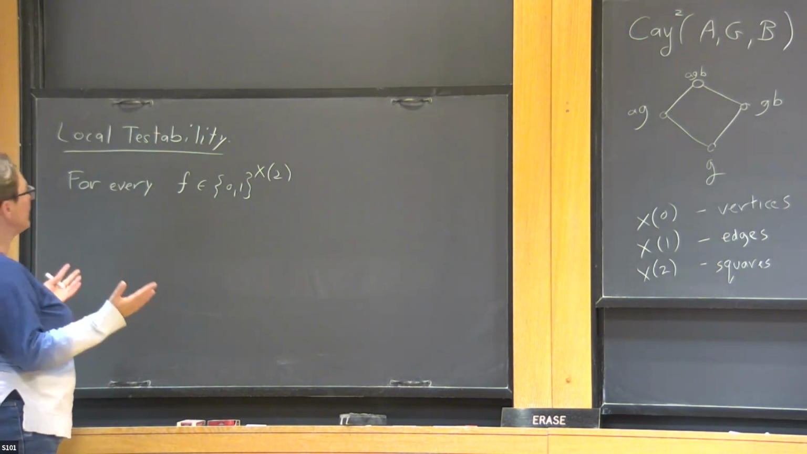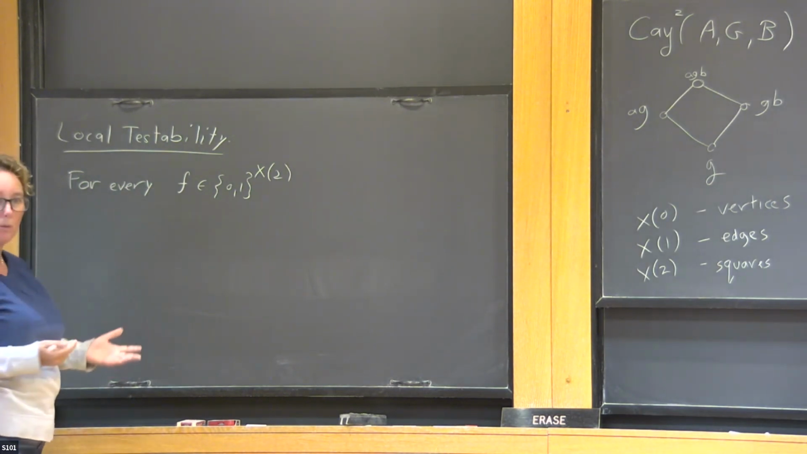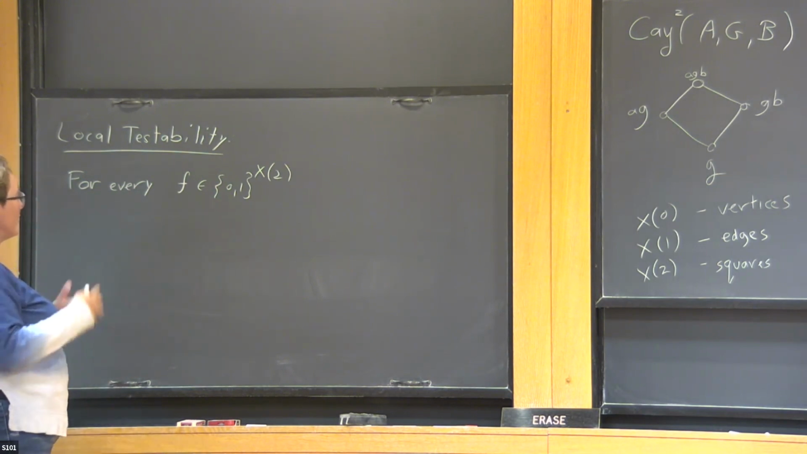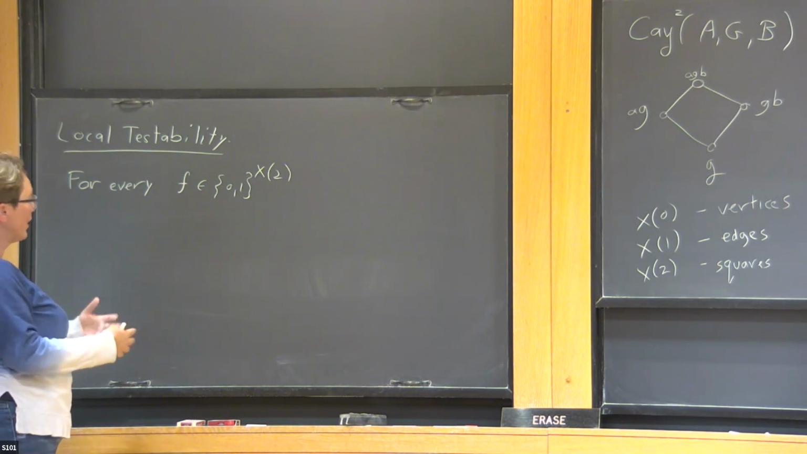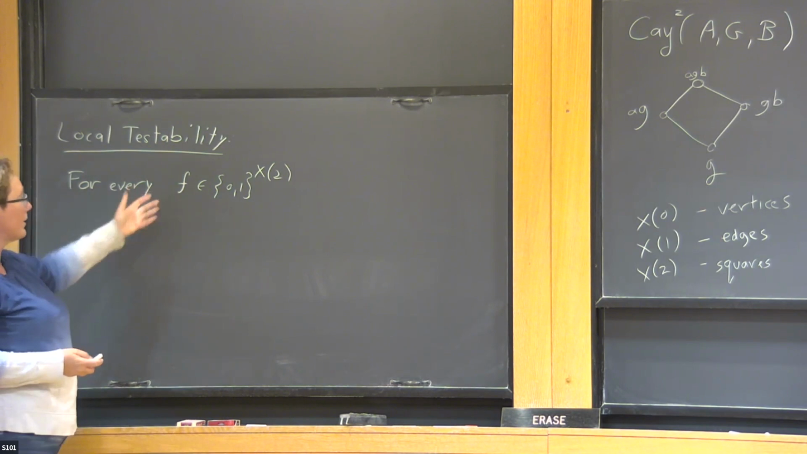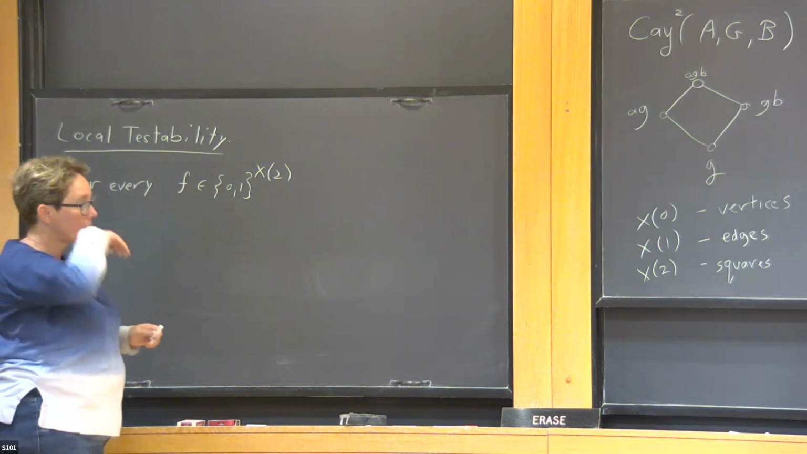We want to test if this string is in the code or not. If it's close to the code, we're probably going to say yes. So we want the probability that we're going to say no to be proportional to how far it is from the code. A fraction of times for what experiment?